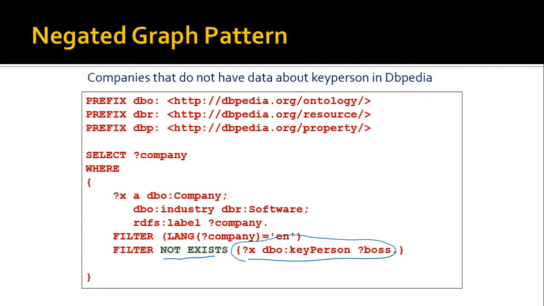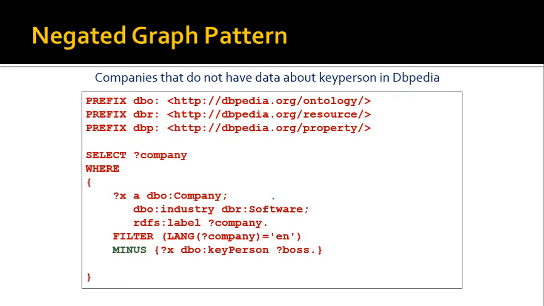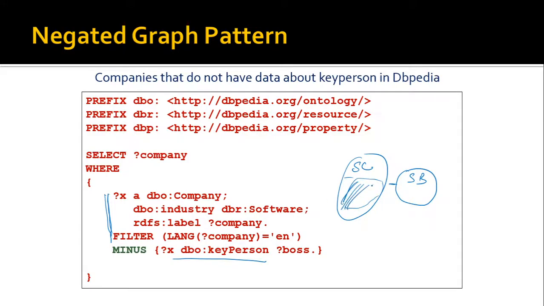So we just say not exists. You can also say that this is a set which is basically a mix of all. So these are all software companies, and this set is basically a set having bosses. So what you do is take a minus. You do a minus between two sets, and whatever is remaining will be your output. So you have three ways to say the same thing: the software companies that do not have data about key person in DBpedia.